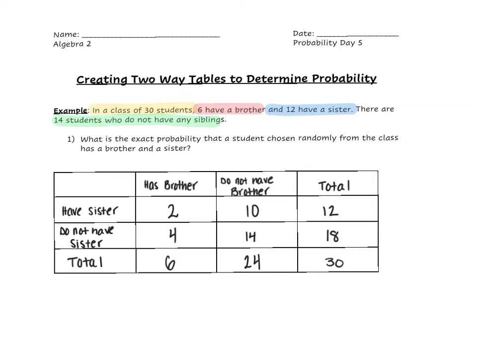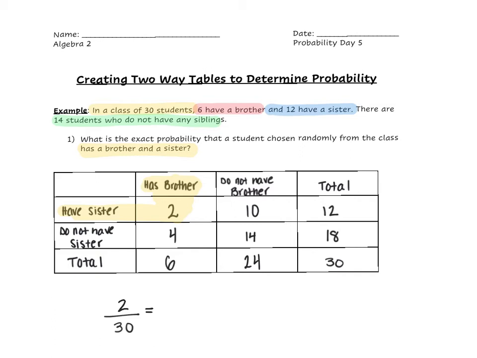So let's read it. What is the exact probability that a student chosen randomly from the class has a brother and a sister? A student randomly chosen, so they're not telling you specifically anybody. So we have to use our grand total, right? We have 30 students total, and we want to know how many of them have a brother and a sister. So let's look. Who has a sister and who has a brother? It's the intersection of these two columns and rows. So 2 people have a brother and a sister, therefore my probability is 2 out of 30.